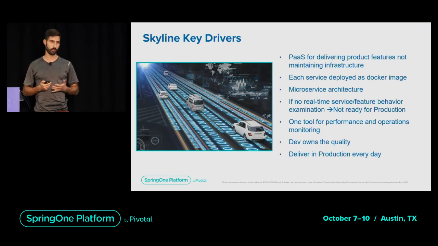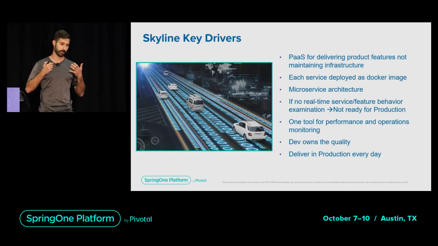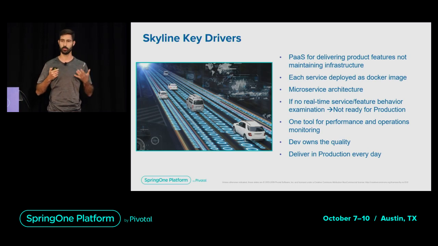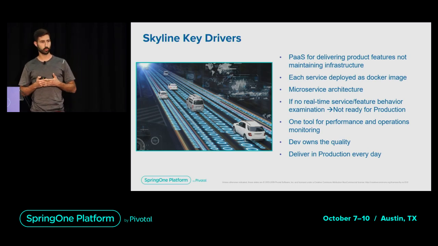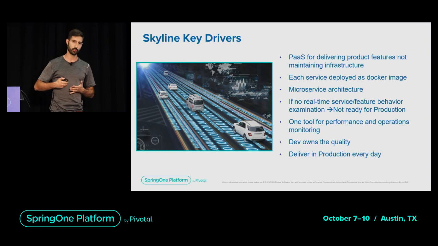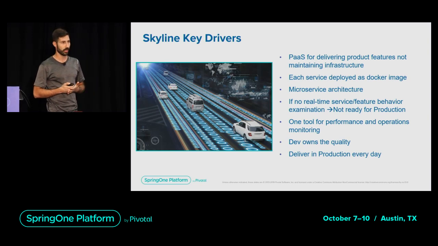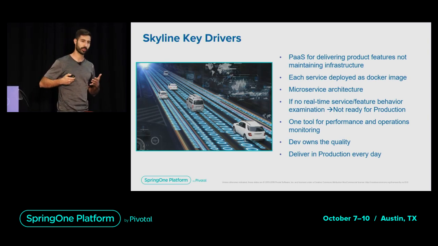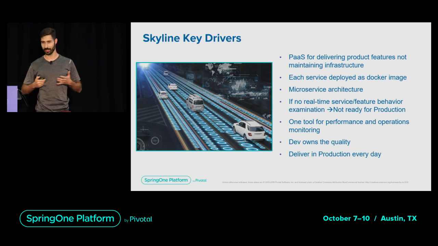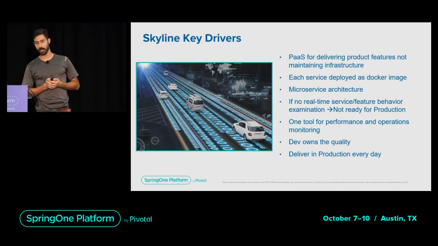So when I go back 1 year ago, we really had to put some key drivers in place, because we had to make a lot of decisions. We decided not to deal with any infrastructure. This is why we decided to go with a PaaS solution, so engineering teams could do their core business, which is developing and adding value to the product itself.